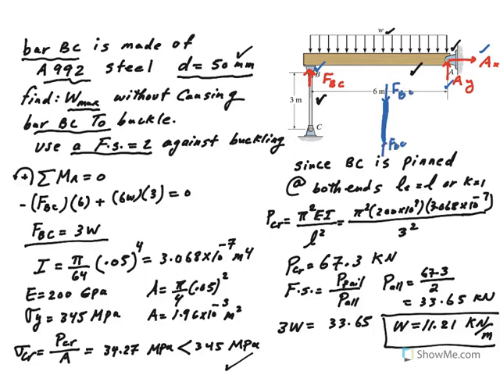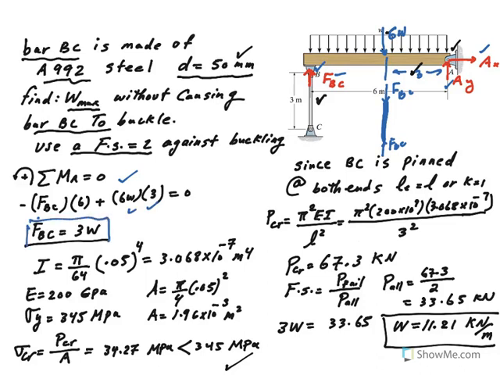Over here, I took moment about A, and then I calculated FBC. The moment of FBC about A is FBC times 6, and then you can change the distributed load to a 6W, times 3 here. And so FBC comes out to be 3W.